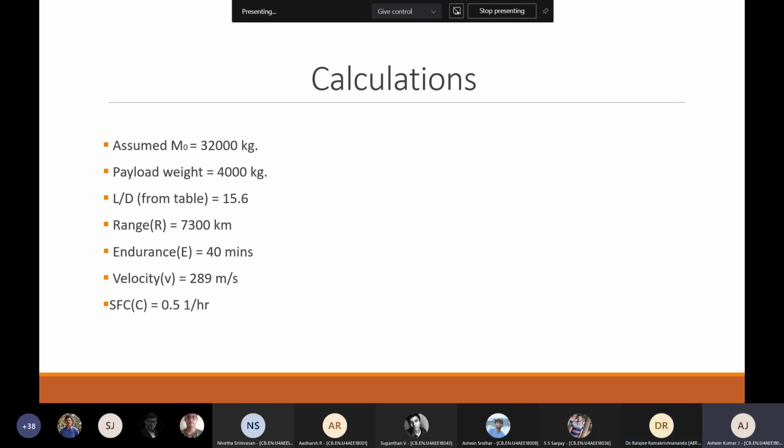So we have chosen the SFC of the engine to be 0.25 per hour. These are the basic values which we took for the calculation. What type of engine is it? It's a high bypass turbofan, sir.